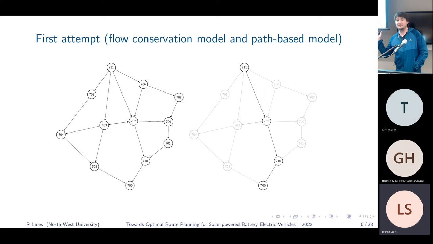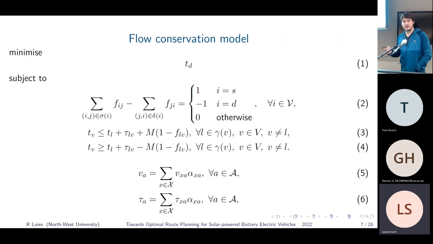If you want to know more about the actual data set and everything surrounding it, it's in my PhD as well. So the flow conservation model, we all know: the sum of everything out is equal to the sum of everything in, except for the source and destination.